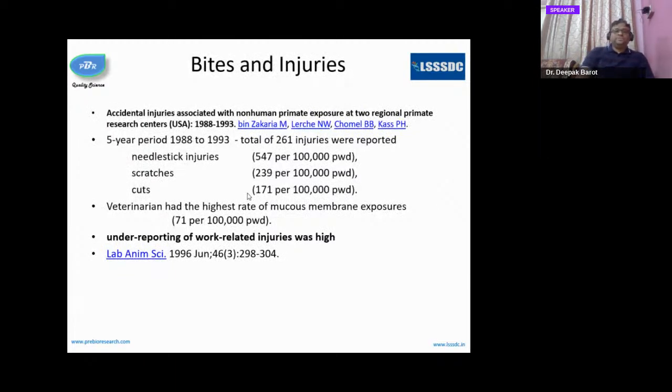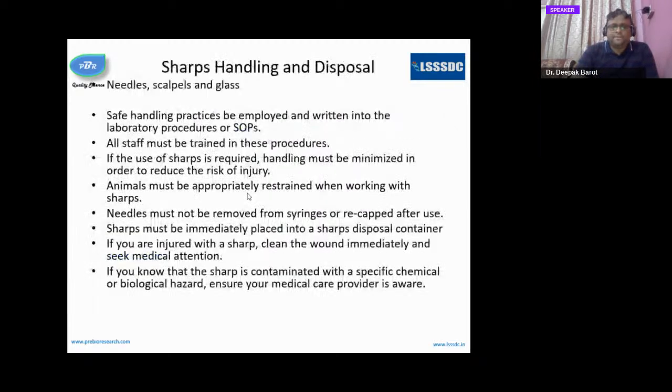Just some bite and injury data, like accidental injuries associated with non-human primate exposure at two regional primate research centers in the USA between 88 and 93. This is just a paper where you can see what incidents can happen. You can see needle stick injuries, scratches, cuts. This is already mentioned there. So, sharps and all.